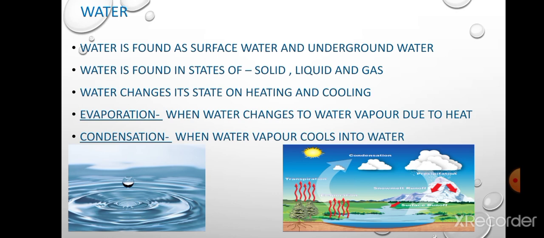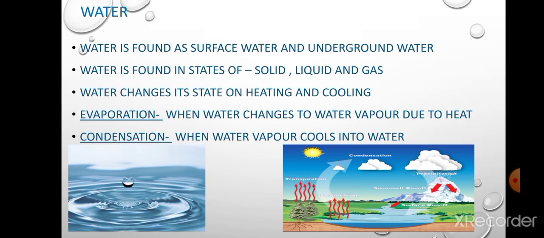Water is found in three states. What are the three states? That is solid, liquid, and gas. Water changes its states either on heating or by cooling. And we'll see two processes, evaporation and condensation in nature. First we'll see about evaporation. When water is heated, it changes to water vapor, and this is known as evaporation.